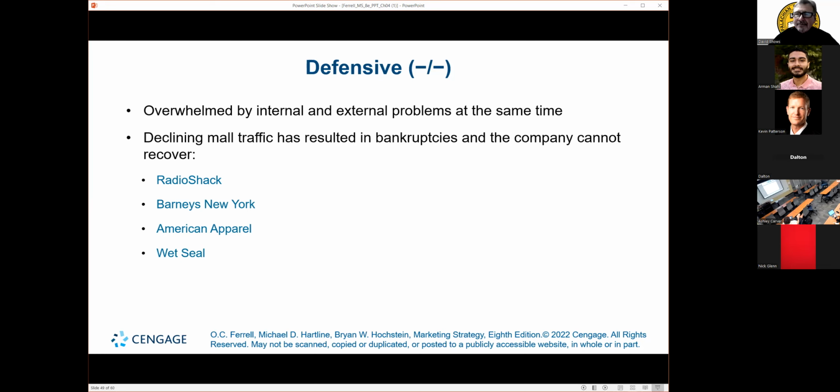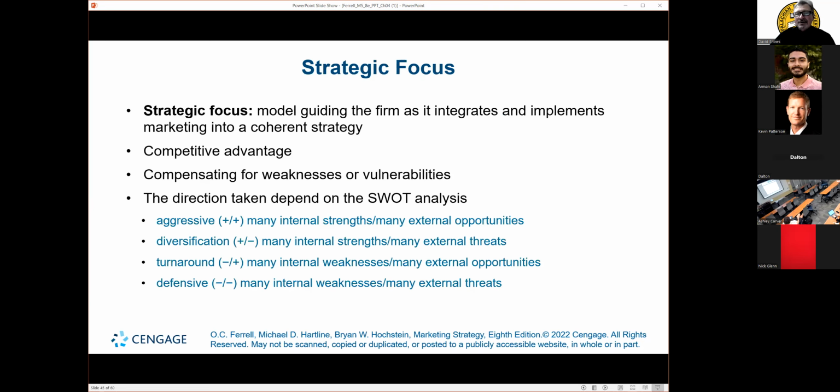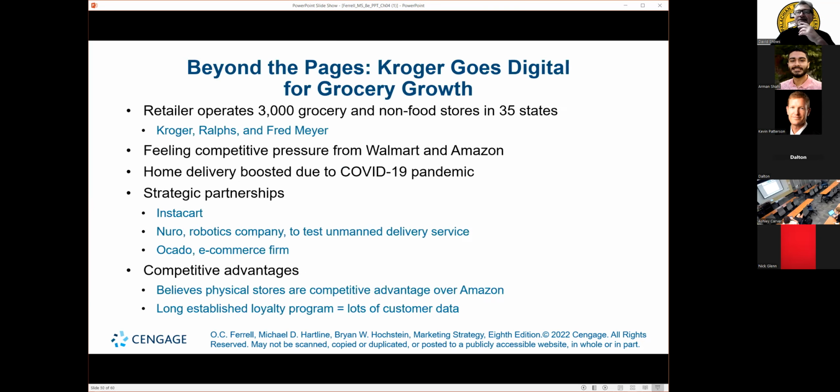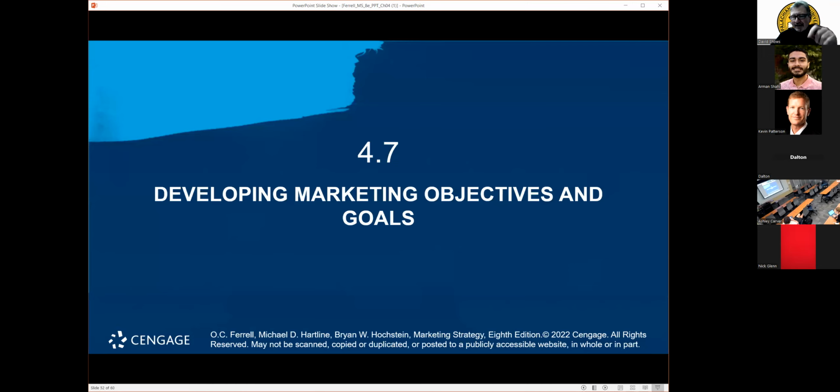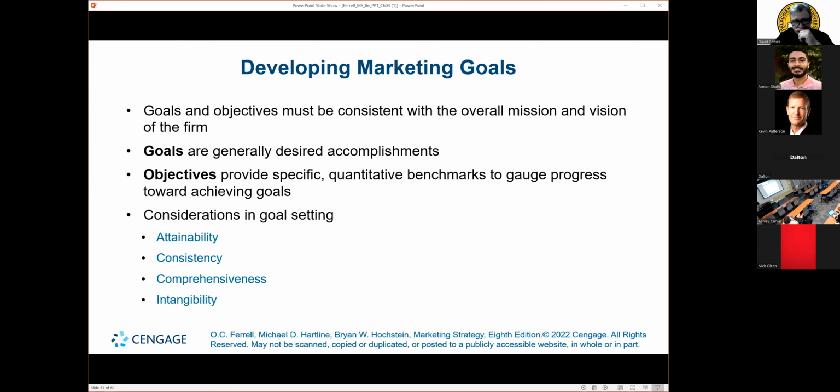Okay, so these are your strategic focuses. So now let's talk about how to set objectives and goals. As I've already talked about before, goals and objectives are desired accomplishments. Objectives are specific quantitative benchmarks to gauge progress. There are 4 considerations that you have to have when you're coming up with a goal.